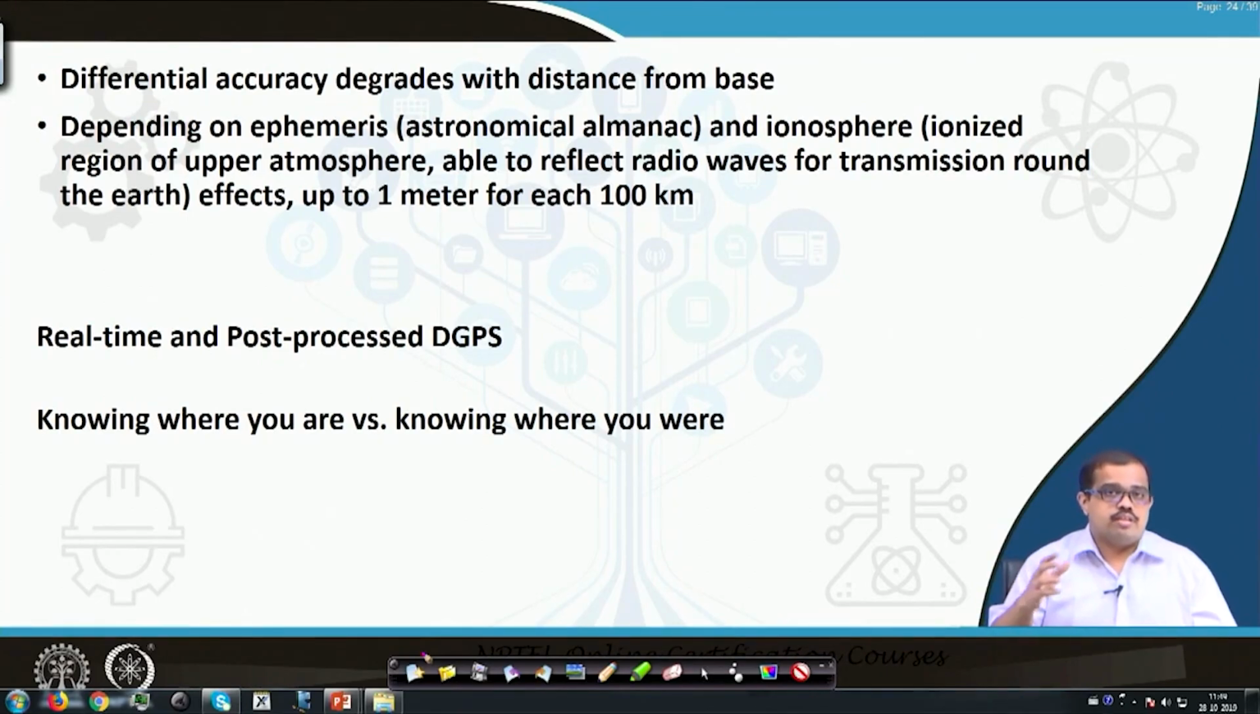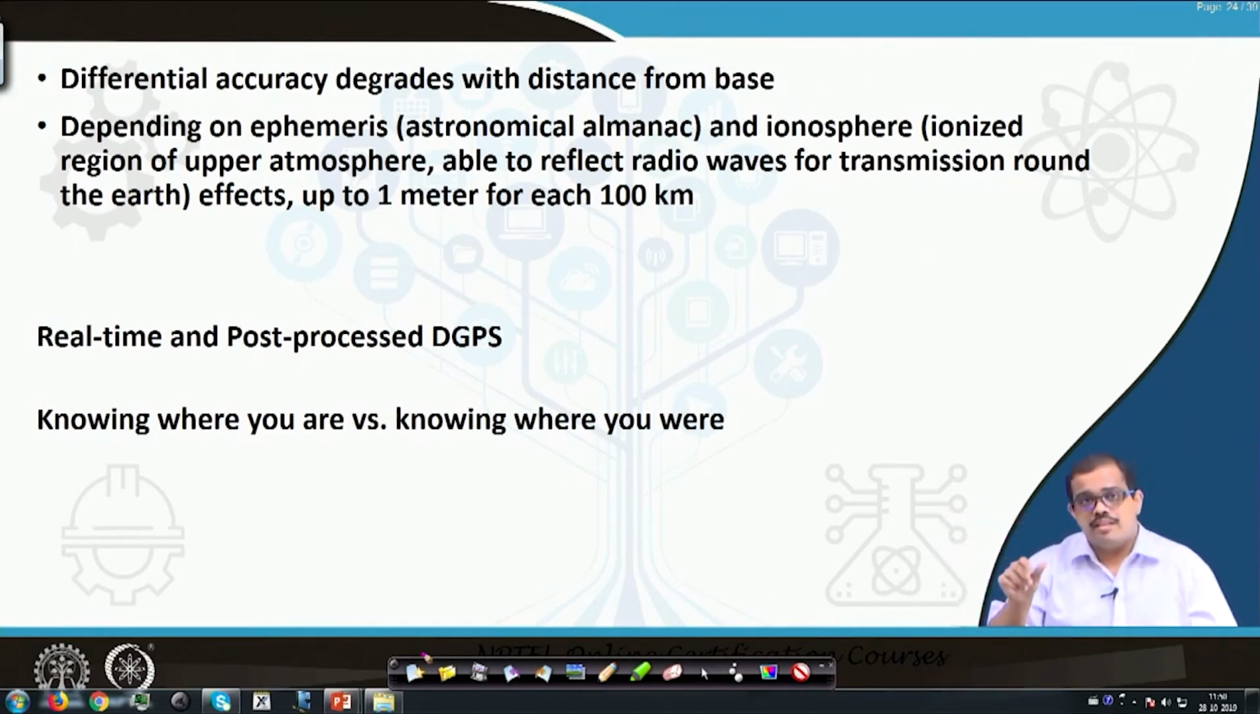Depending on your ephemeris and the ionosphere region of the upper atmosphere, this particular differential GPS base station may be able to reflect the radio waves for transmission, with effects up to 1 meter for each 100 kilometers. So every 100 kilometers, the signal sent from the differential GPS can have a distortion of up to 1 meter, which is extremely small compared to other distortions, where we have 8 to 12 meters at the minimum and up to 50, 60, 100 meters.